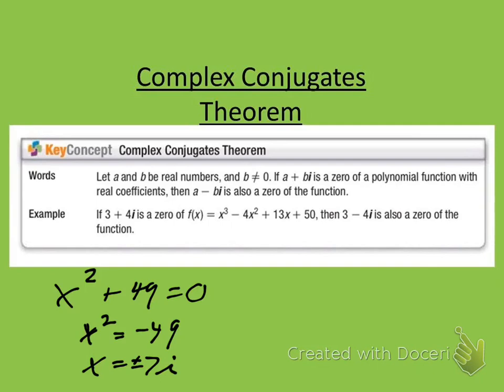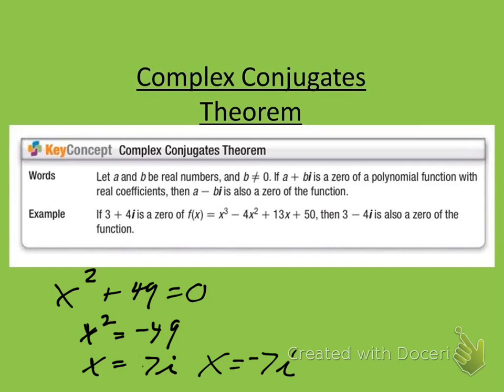Now, imagine that going backwards. Let me write it twice, though. So x equals 7i. X equals 7i, x equals negative 7i. Imagine this going backwards. You would subtract the 7i over, you would add the 7i over. You would FOIL it up. You would end up with this. Now, here's my question.